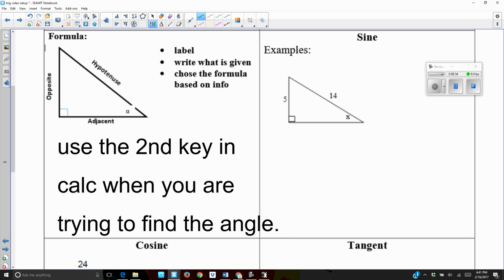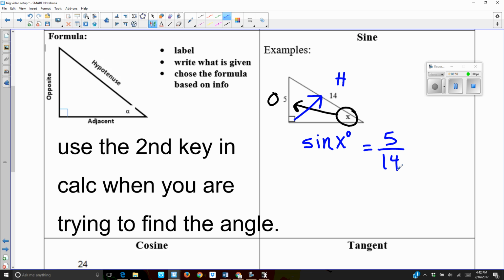So the angle we're given in this problem is x. 5 is the opposite side from x. 14 is opposite the right angle, so that makes it the hypotenuse. So O and H, this means we're going to use the sine trig function. Sine of x degrees equals the opposite over the hypotenuse. This time cross multiplication doesn't get us anywhere. So that's why we're going to hit the second key. I'll do it on the calculator here in a second. And ultimately, it looks like this.